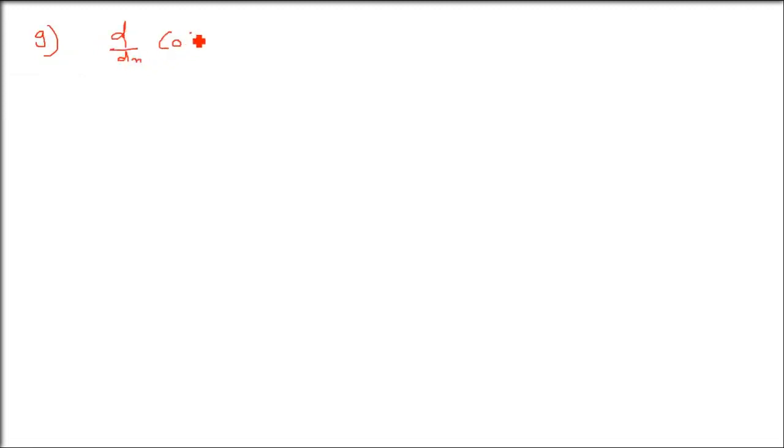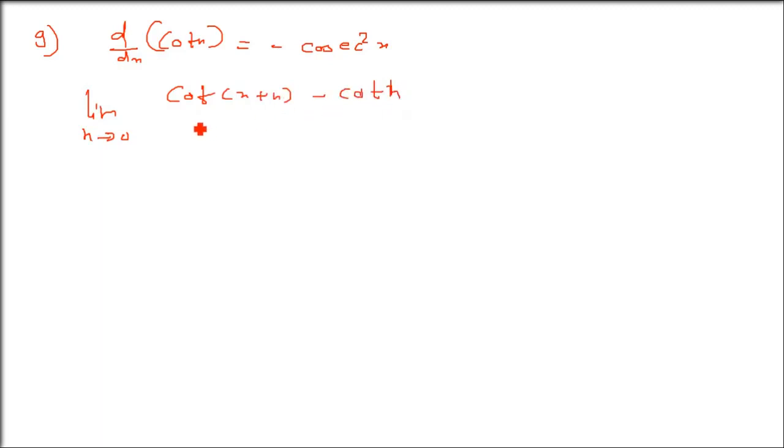Ninth, we are taking d by dx of cot x. This is going to be minus cosec square x. D by dx of cot x is minus cosec square x. So we are applying the limit now. Limit h tends to 0, cot of x plus h minus cot x by h. I am doing it by first principle, f of x plus h minus f of x by h.